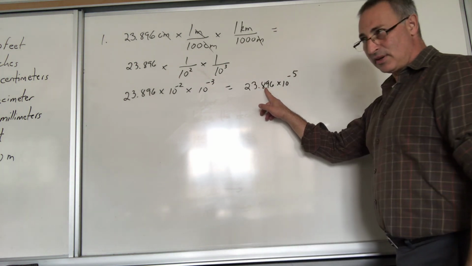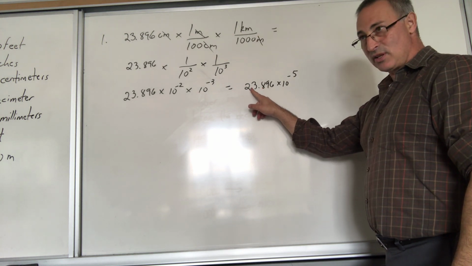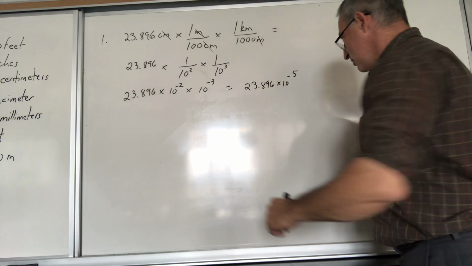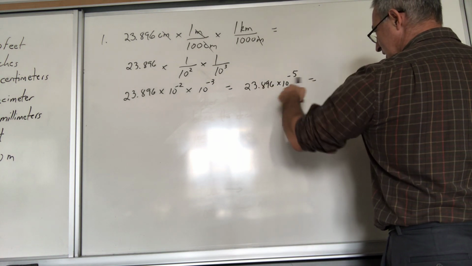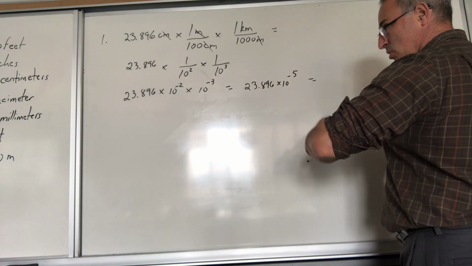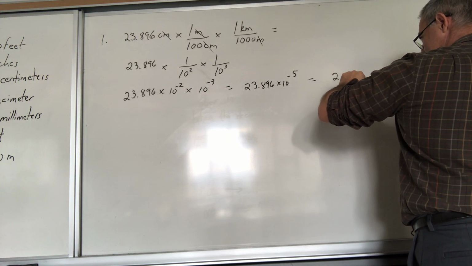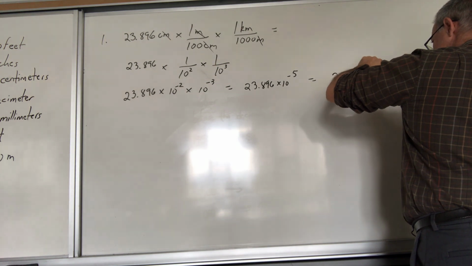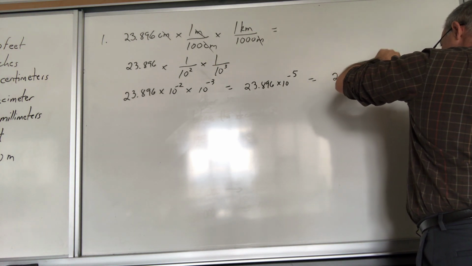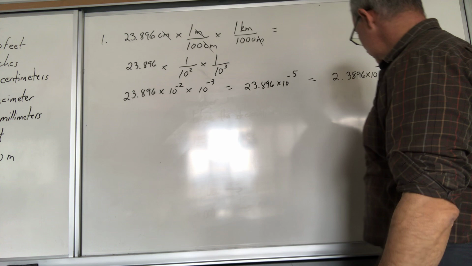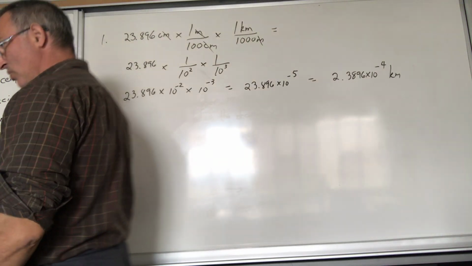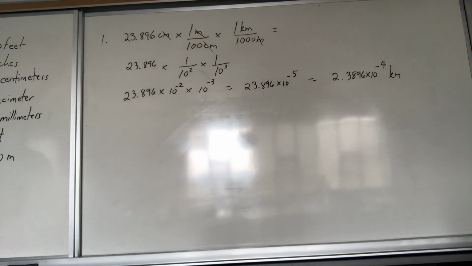Is this in scientific notation? No, because I have to move the decimal to the left by 1 unit, and if I move it to the left 1 time, my exponent goes up by 1. So it turns into 2.3896 times 10 to the power of negative 4 kilometers. Exponent goes up, meaning it becomes more positive. Okay, so I didn't use a calculator to solve that, and yes, it is correctly done.